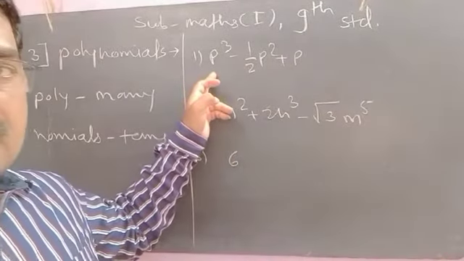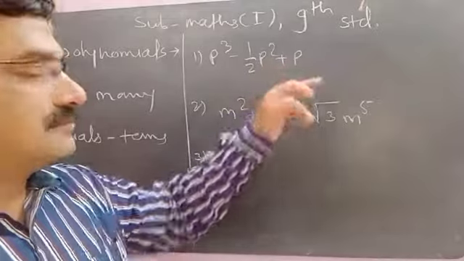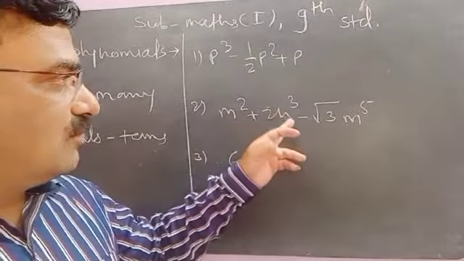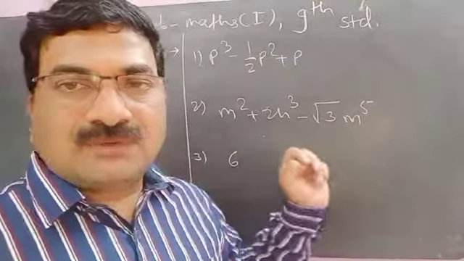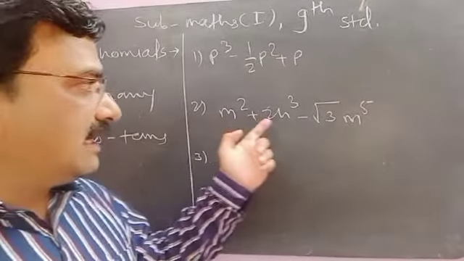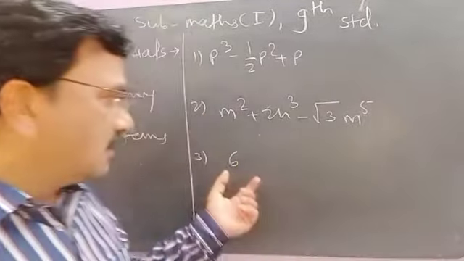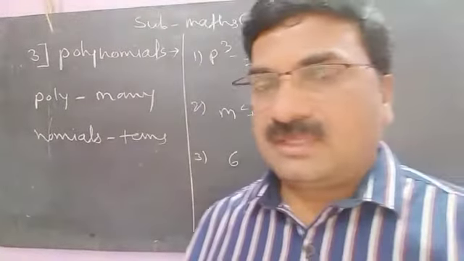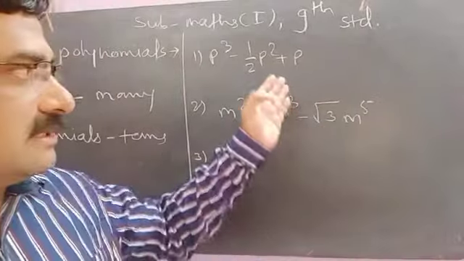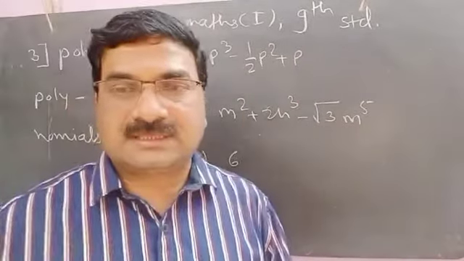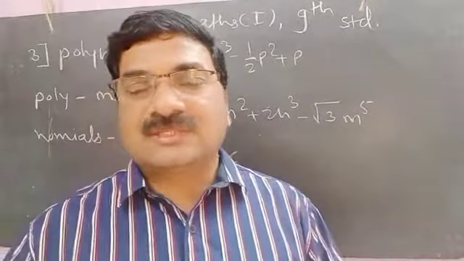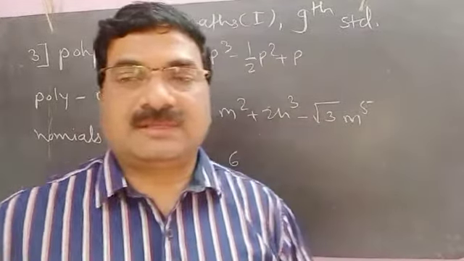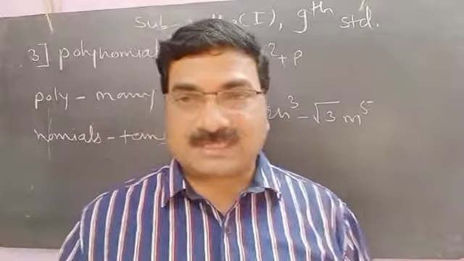In the first expression, the variable is p. In the second expression, m square plus 2n cube minus root 3 m raised to 5, the variables are m and n. The third expression is 6. These are different expressions, and in them different terms are joined together with the help of plus or minus signs, that is, the mathematical operations addition and subtraction.